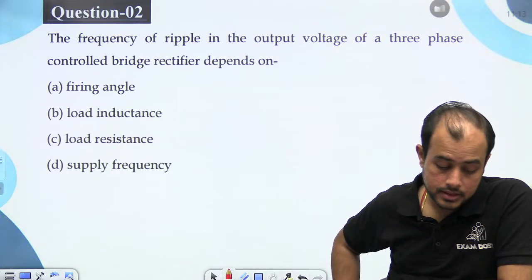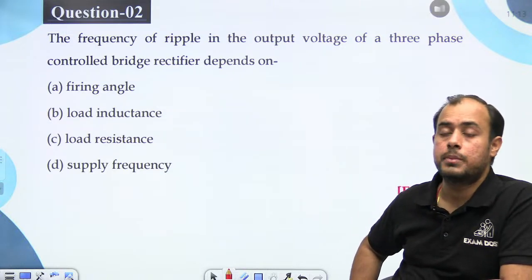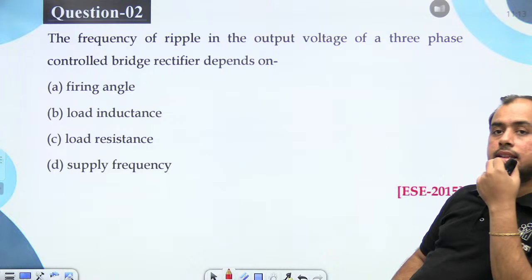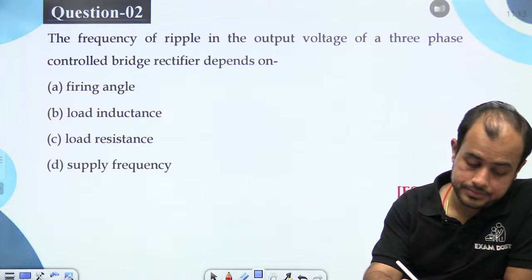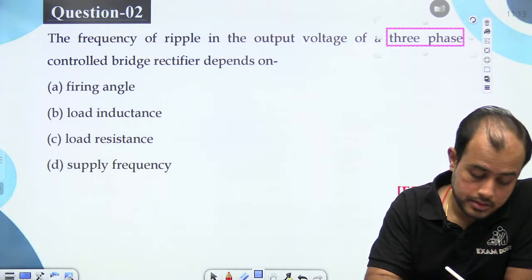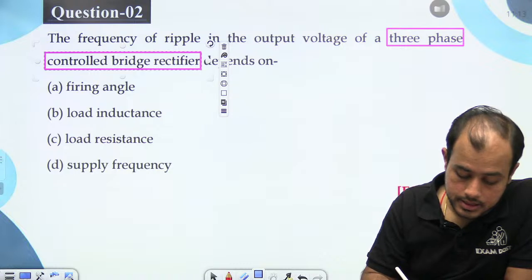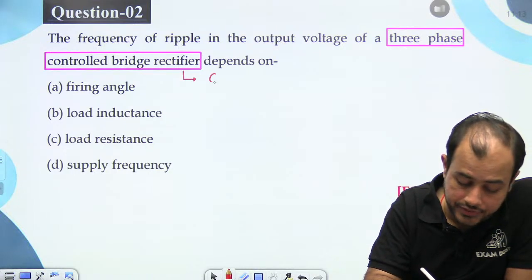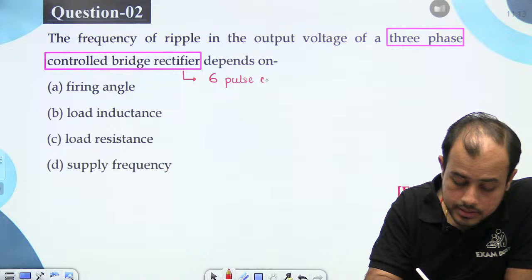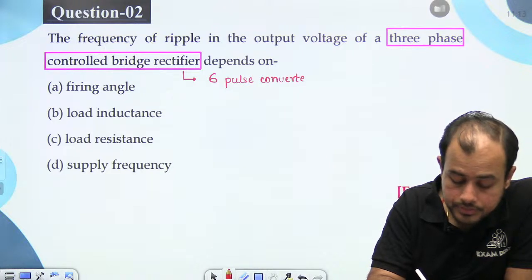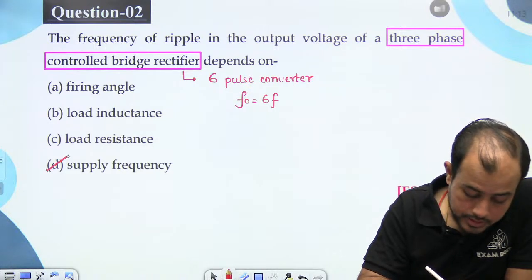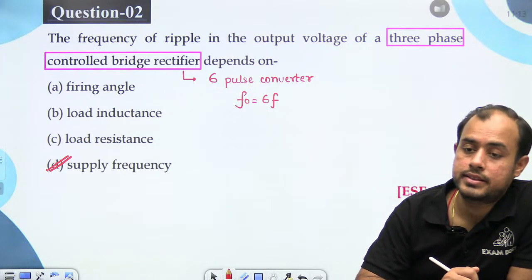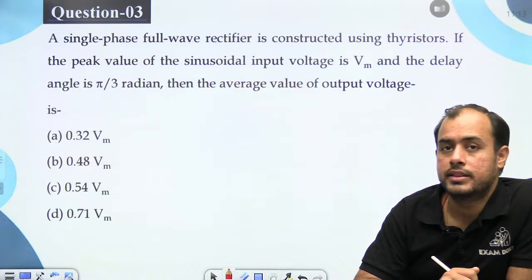The frequency of ripple in the output voltage of a three-phase controlled bridge rectifier depends on the... ripple frequency of a three-phase bridge rectifier. Now this three-phase controlled bridge rectifier is a 6 pulse converter. So output frequency is 6 times the supply frequency. So it depends on supply frequency.